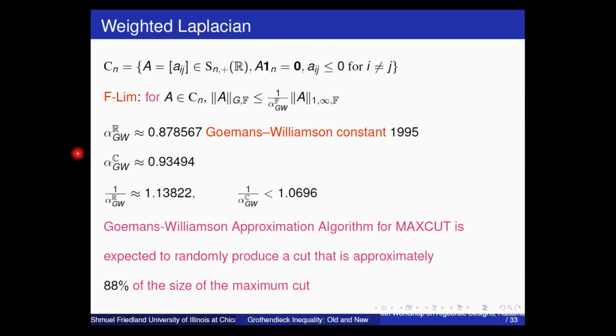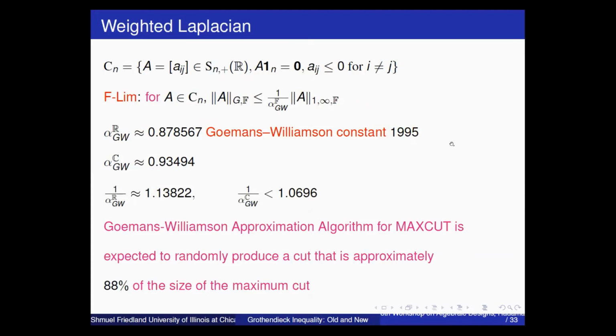So what we showed together with my collaborator Lek-Heng Lim is that if A is this thing, then the Grothendieck norm is less than or equal to 1 divided by alpha_GW times the 1 infinity F norm of A. So what is alpha_GW? This is the famous Goemans-Williamson constant.